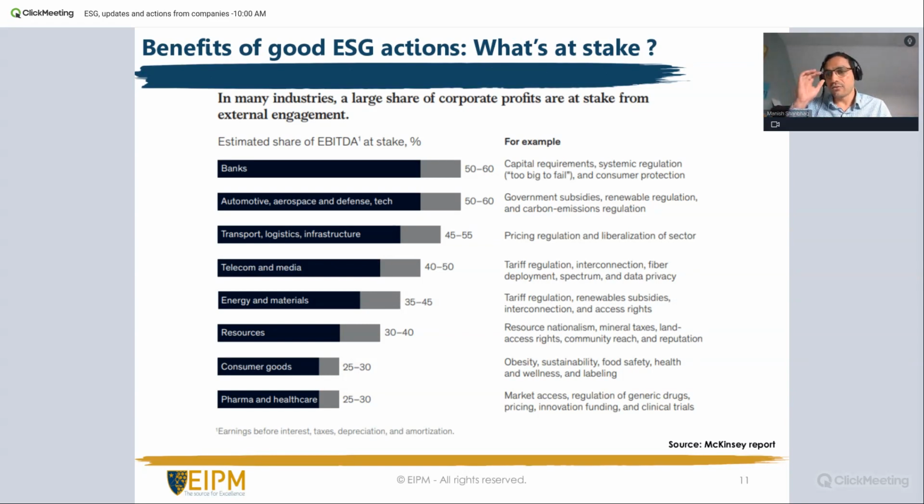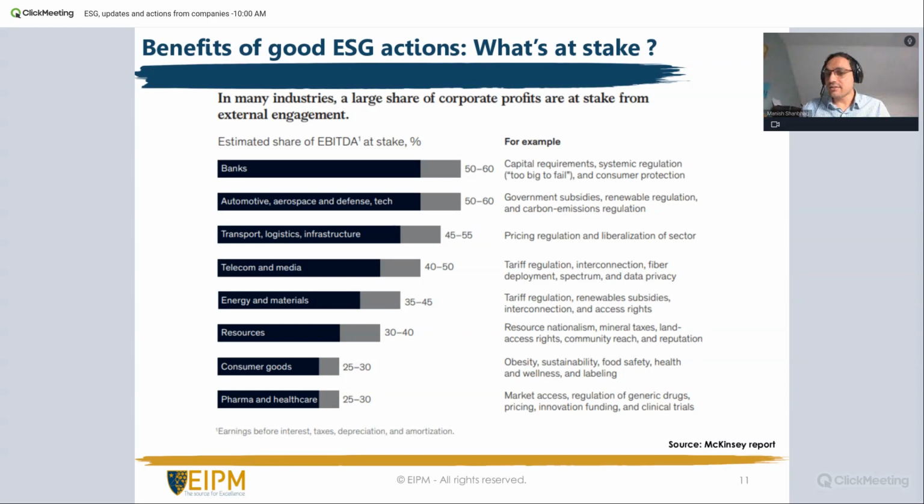And I think a lot of you are also coming from a procurement background, where you have the cost of goods sold and other kind of expenses also that are included in this. So procurement can also have a very significant impact. So just to give you a highlight on the kind of money that is involved here, okay? So in banks, you have around 50 to 60%, which talk about certain consumer protection, systemic regulations, and so on. Automotives, we are talking about renewable regulations, carbon emissions regulations.